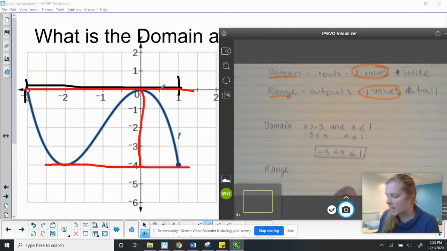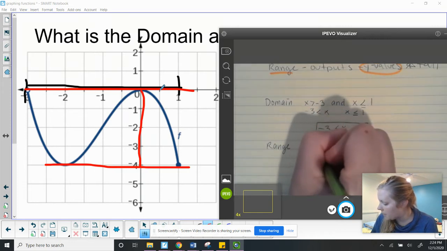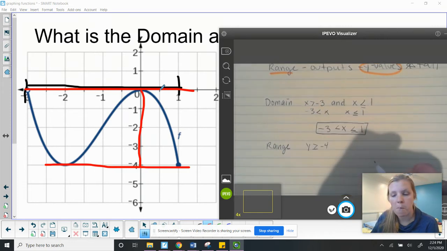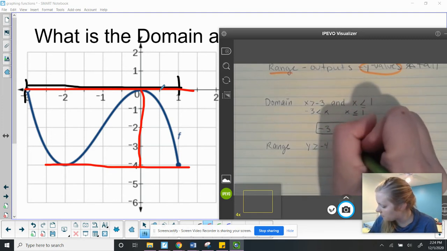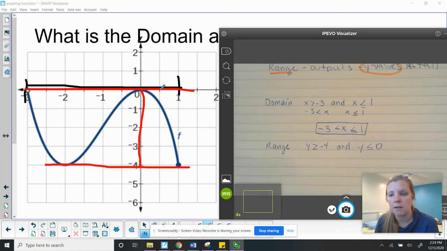So if we're going to write that down, that means that y has to be bigger than or equal to -4, and y has to be smaller than, less than, or equal to 0.